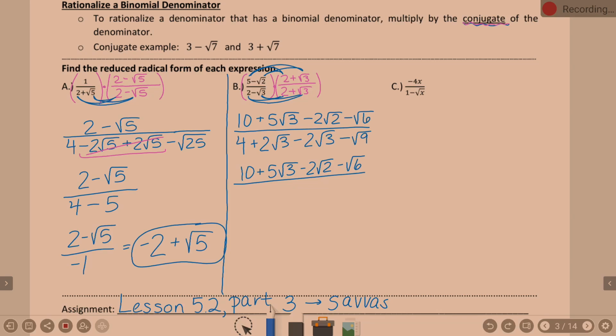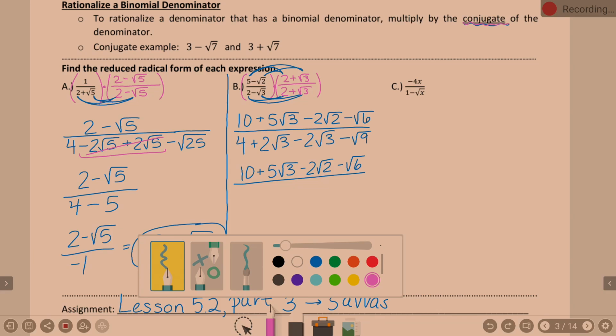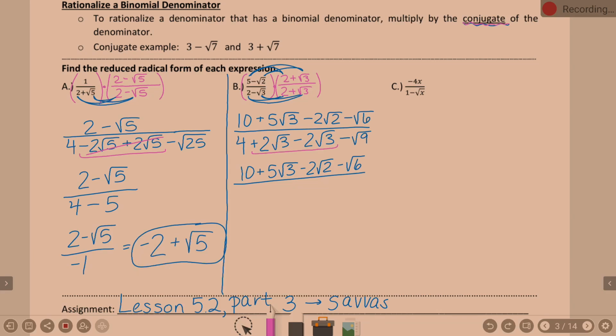Denominator. This is what you were so anxious for. Cancel. Okay. I have a plus 2 square root of 3 minus 2 square root of 3. Don't ever assume they cancel. Make sure that you did it right and they cancel. So let's see. What do we have? We have a 4 out front minus, what is the square root of 9? 3. 1. Big math here. So we now have 10 plus 5 square root of 3 minus 2 square root of 2 minus square root of 6, all over 1.